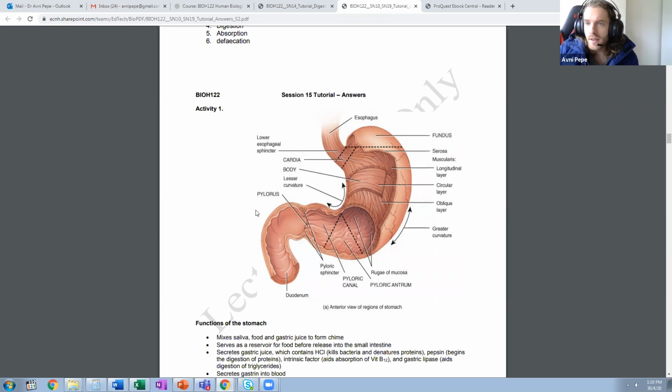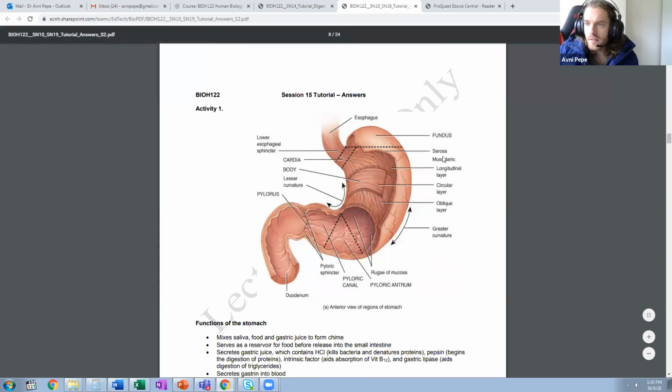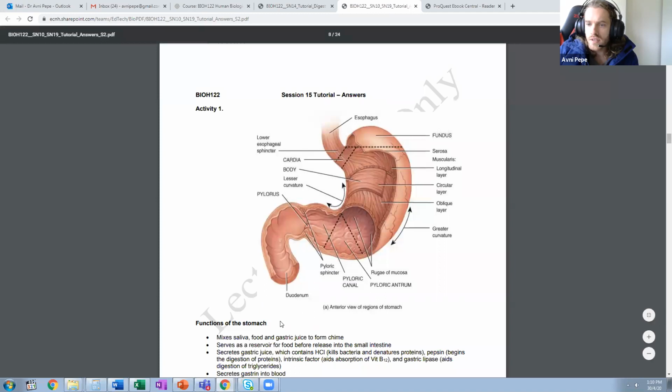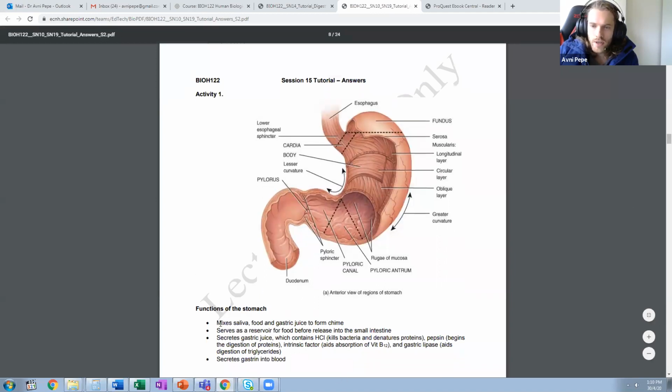Okay, so anyway, that's a little bit about the anatomy. There are those 3 muscle layers that help to aid in that churning process. All right, so functions of the stomach. Let's have a look here. We've got a few. It mixes saliva, food, and gastric juice to form chyme. C-H-Y-M-E, I don't know, it's chime.